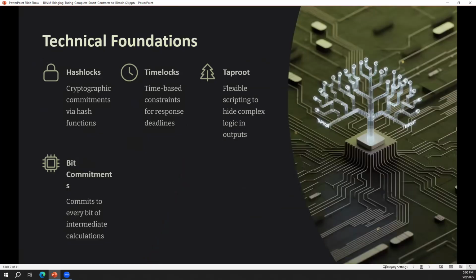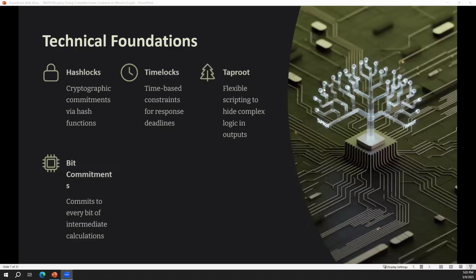So we have the technical foundation here, which has hash locks, time locks, and Taproot. BitVM leverages standard Bitcoin script primitives like hash locks, time locks, and especially Taproot's flexible scripting. Taproot, which was activated in 2021, allows hiding many possible scripts in the output.